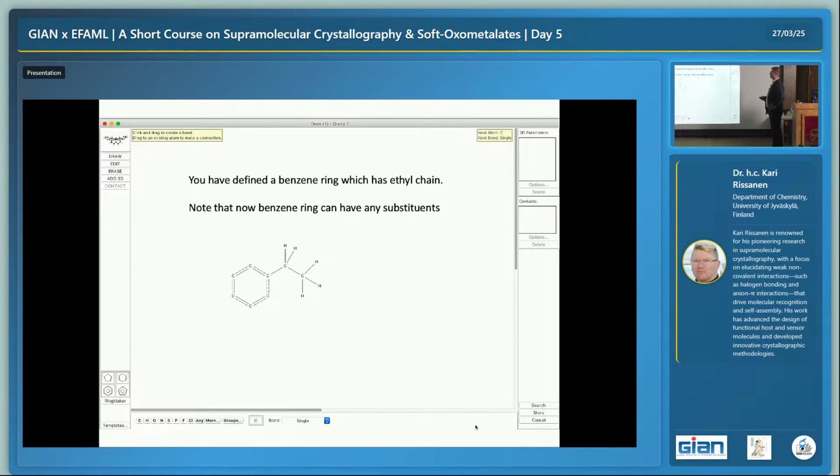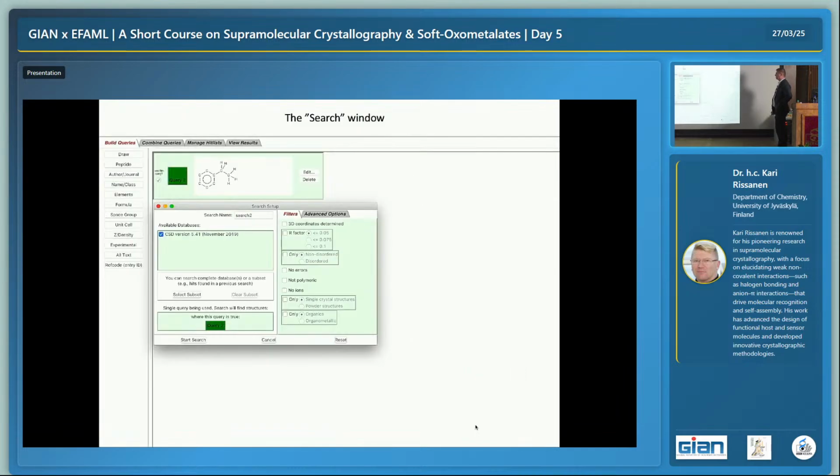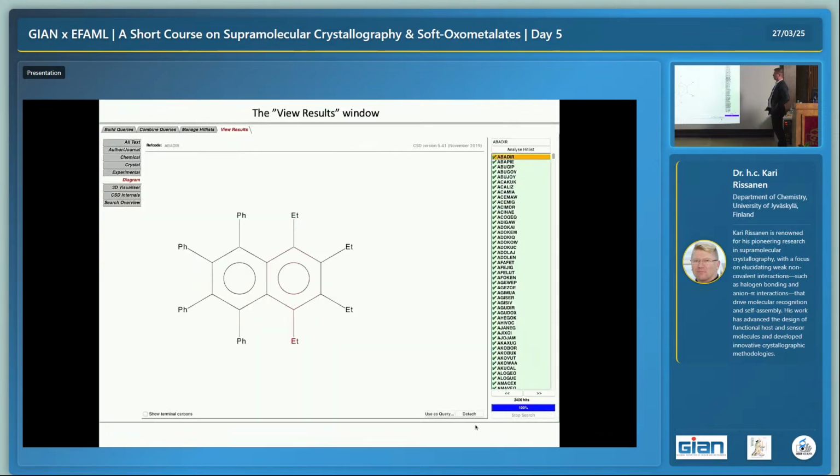Now let's see how many of these we have. So now the benzene ring can have any other substituent. So now we click here, search. When we do it, another window opens, and when we click search here, this happens. So it reads now, and we get 2,406 hits. Now you can see what we were looking for is the red area. But because we didn't specify what is on these positions, it was looking for all of them.